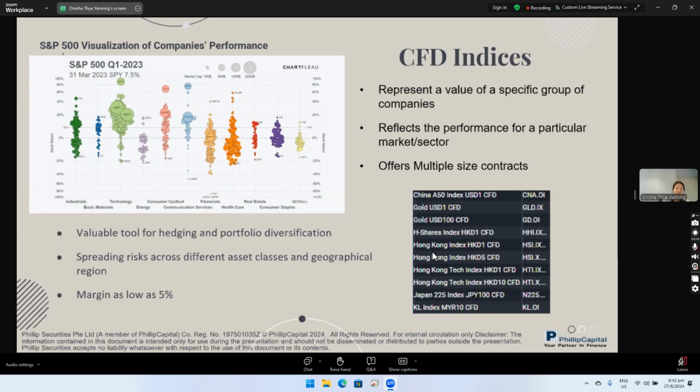Indices are actually an available tool for hedging and portfolio diversification, and they also allow you to spread the risk across different asset classes and geographical regions. For our indices, the margin is as low as 5%, which gives you leverage to provide enhanced exposure to the index movement.